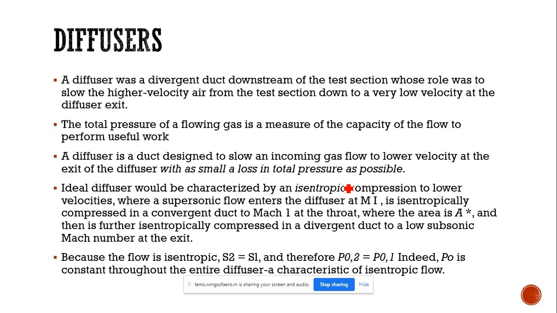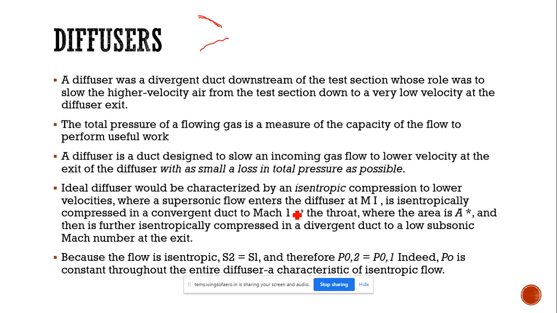So for an ideal diffuser, the change in entropy will be equal to 0, because what will be happening is we will be having isentropic compression only. So for an isentropic process, S1 will be equal to S2, so that P02 will be equal to P1, or P01 will be equal to P1. Okay, but we can't maintain such things here.